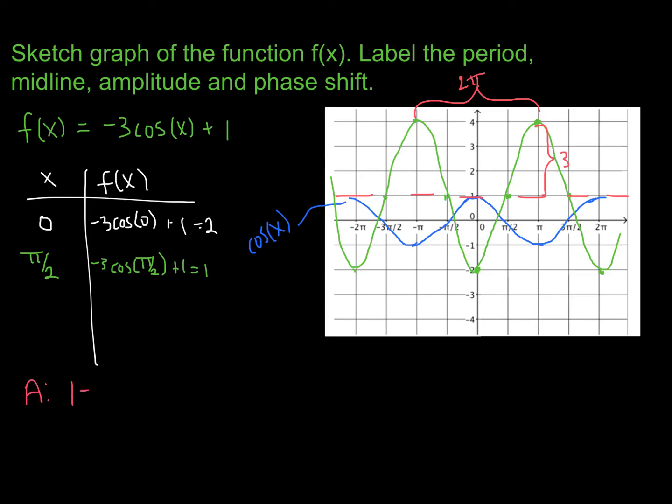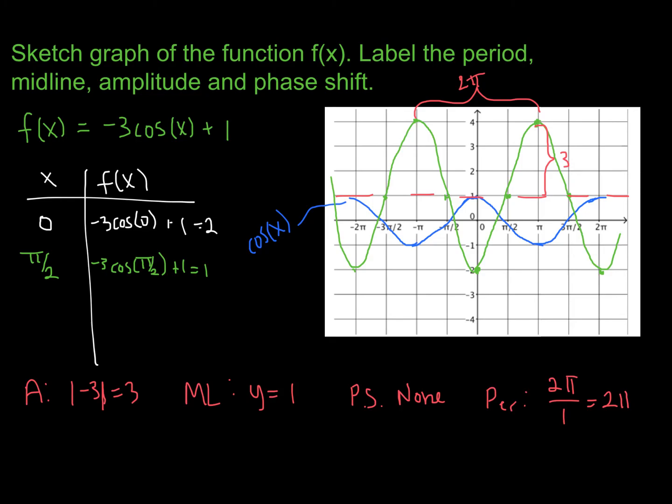And so using what we've just learned about the parameters, I can see that the amplitude is the absolute value of negative 3, which is equal to 3. I can see that the midline is simply going to be the line y equals k, which in this case is 1. The phase shift, there is no phase shift because the h value is 0. And for the period, I have that the period is 2 pi over the absolute value of the b value, which in this case is 1. And so I have just a period of 2 pi.